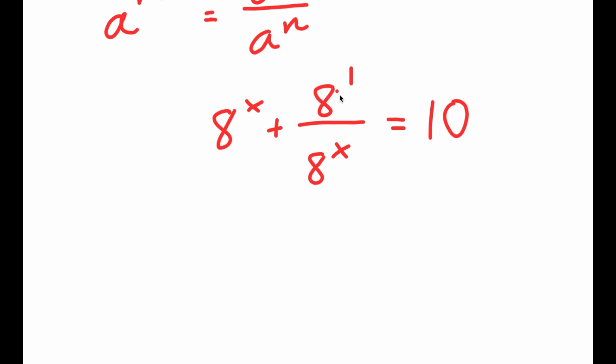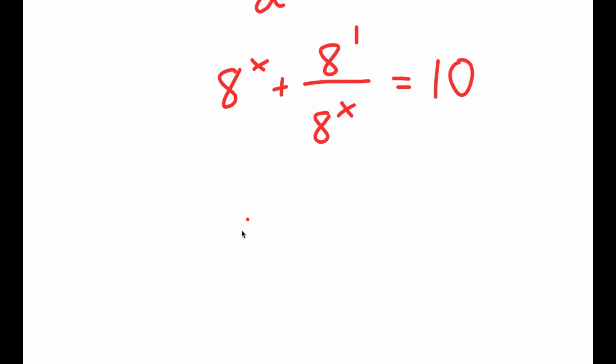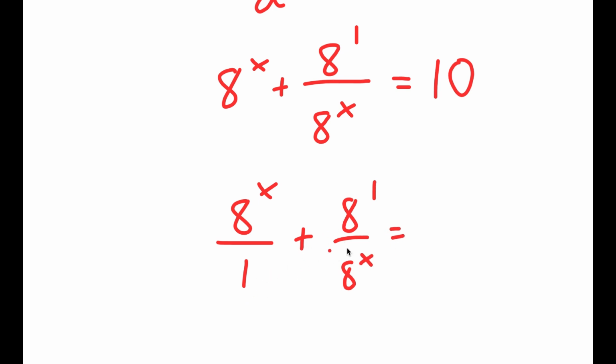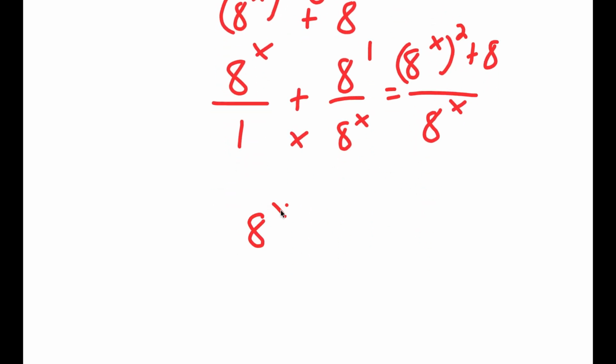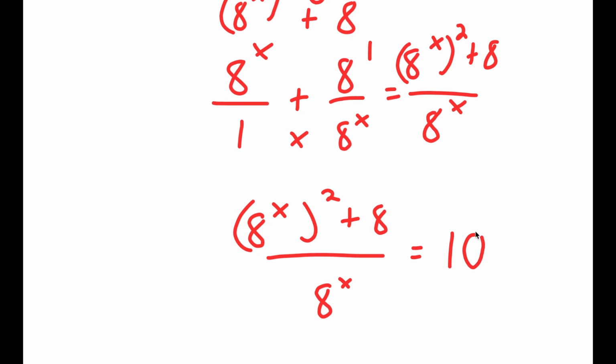Now, 8 to the power of x plus 8 to the power of 1 over 8 to the power of x, what I'm going to do is add these two as fractions. I'm pretty sure all of you watching this video probably know how to add fractions, but we multiply the denominators. So I have 8 to the power of x as a denominator, then 8 to the power of x times 8 to the power of x is 8 to the power of x squared, plus 8 to the power of 1 times 1 is just 8. So I have 8 to the power of x squared plus 8 over 8 to the power of x, and all of this is equal to 10.